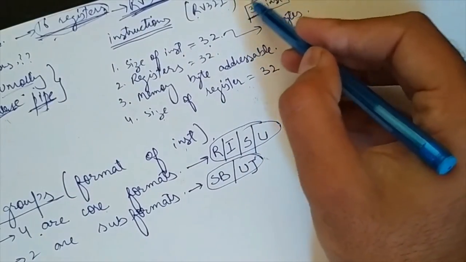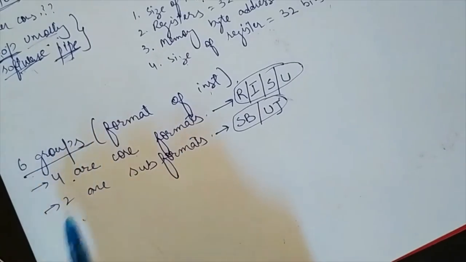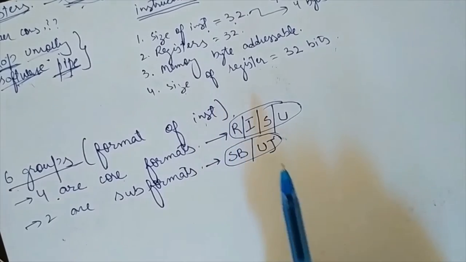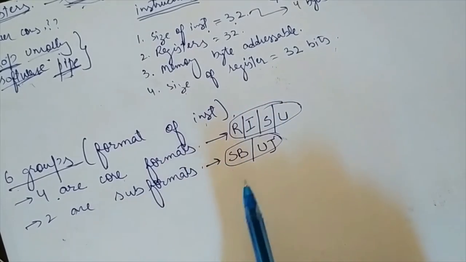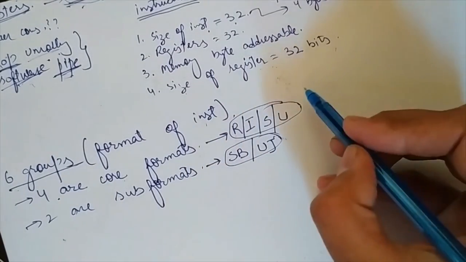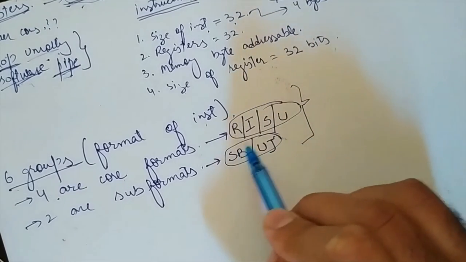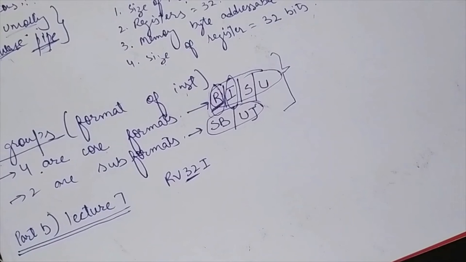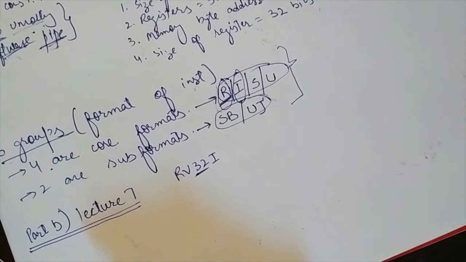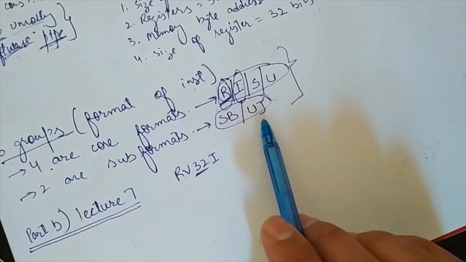So how many instructions do we have to discuss? 37 instructions. And what are the formats of RV32I? There are six formats. Among these, four are core formats, R, I, S, and U, and two are sub formats, SB and UJ. Our focus will be to discuss the instructions belonging to each format and the complete format of the instruction in each group.